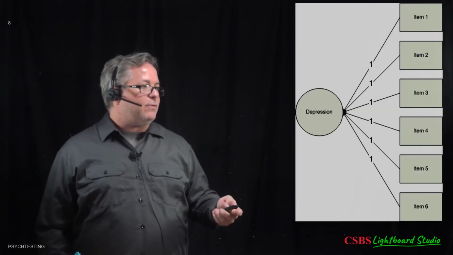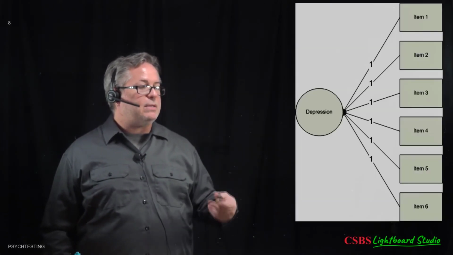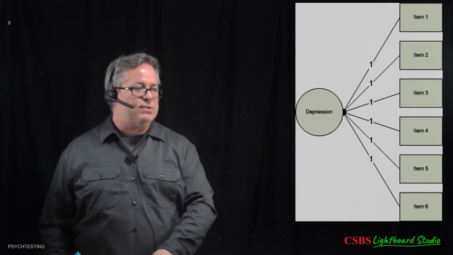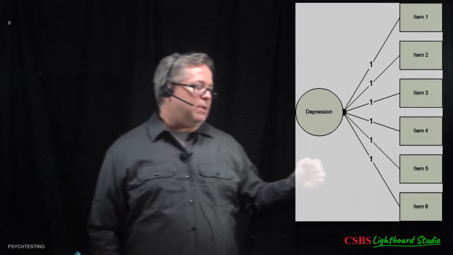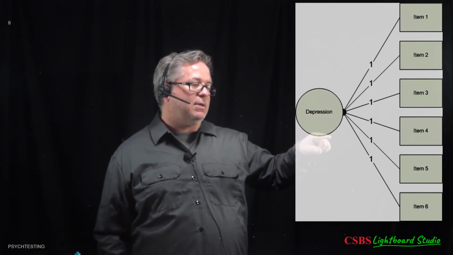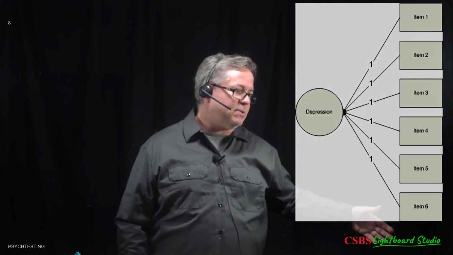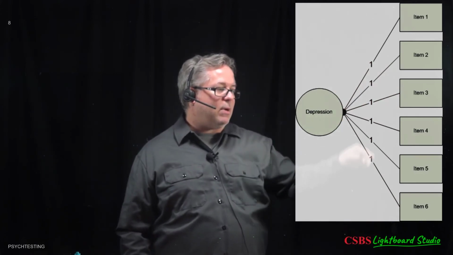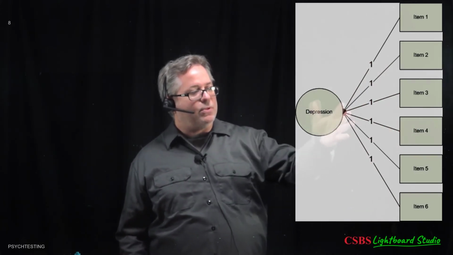By the way, go back to here for a second. When we do item-total correlations, the reason we do them is because we're making the assumption that depression is just the sum of all these items. So we've weighted each item by one, and we've then put them together.